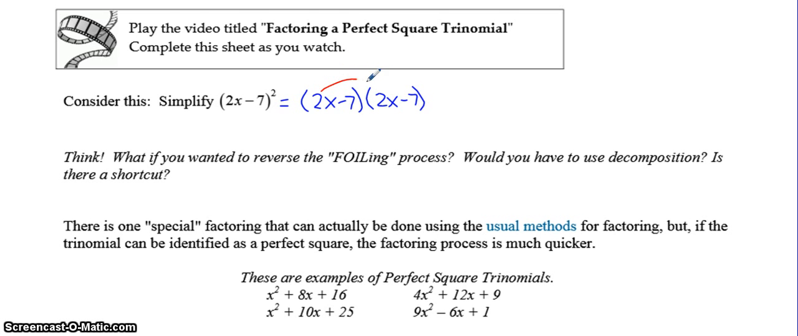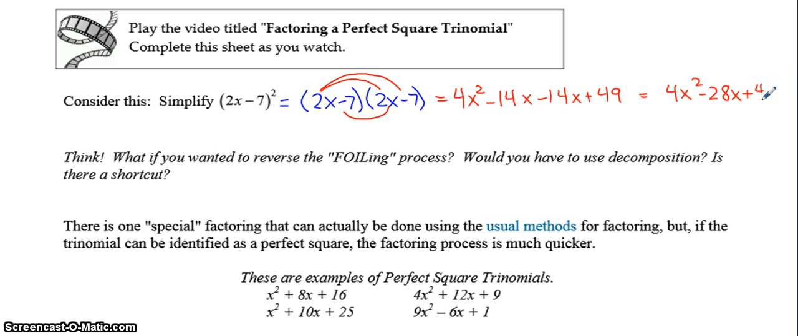And then 2x times 2x is 4x squared. 2x times negative 7 is negative 14x. Negative 7 times 2x is negative 14x. And negative 7 times negative 7 is 49. And then when you collect the like terms, you get 4x squared minus 28x plus 49.